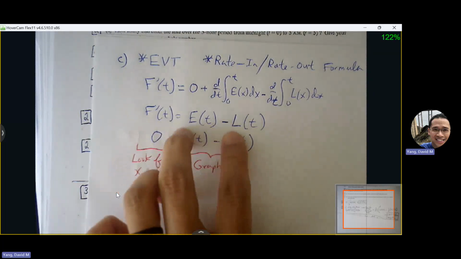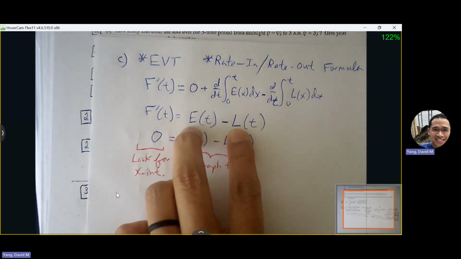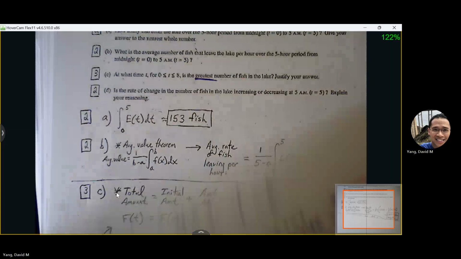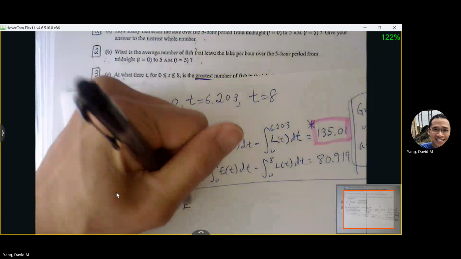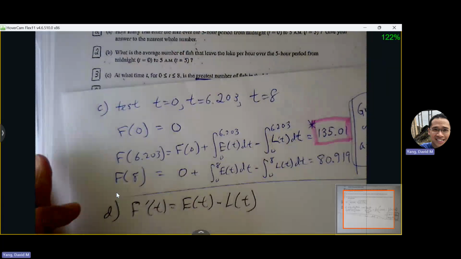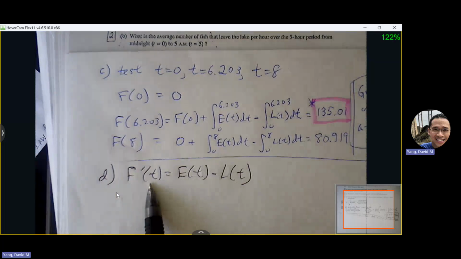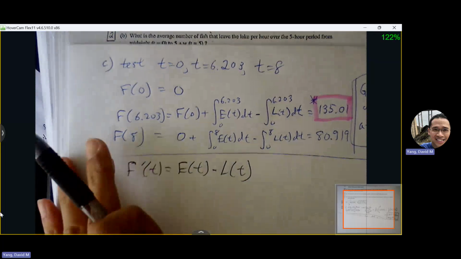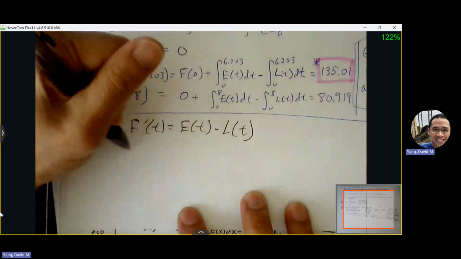We have something that tells us the rate at which fish is either increasing or decreasing in the lake, right? These are all in terms of fish per hour. But it wants to know, is the rate increasing or decreasing? So we know we're going to be involving the second derivative. So we're going to build our second derivative.